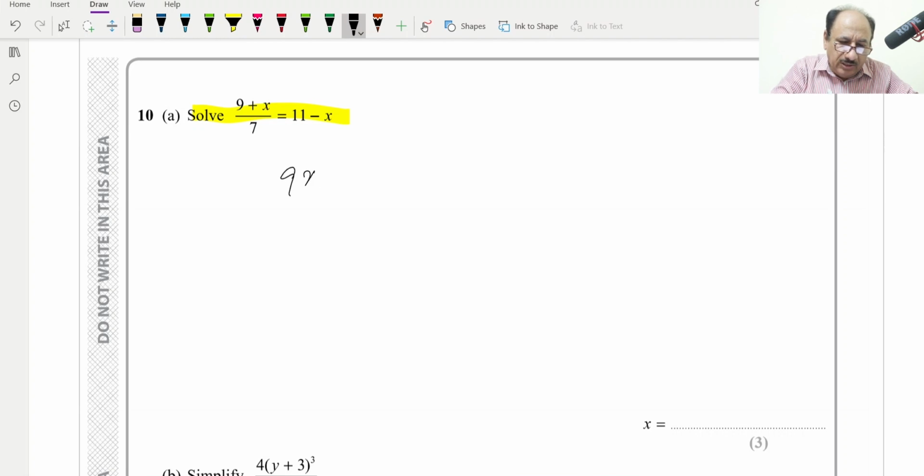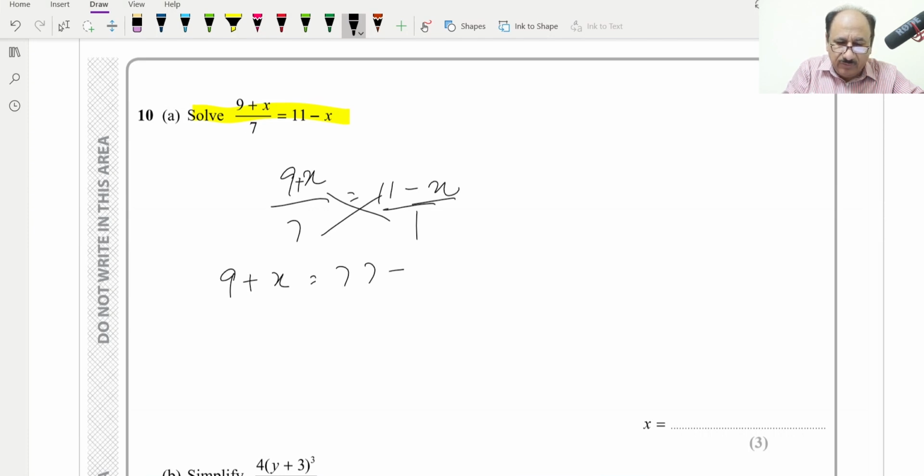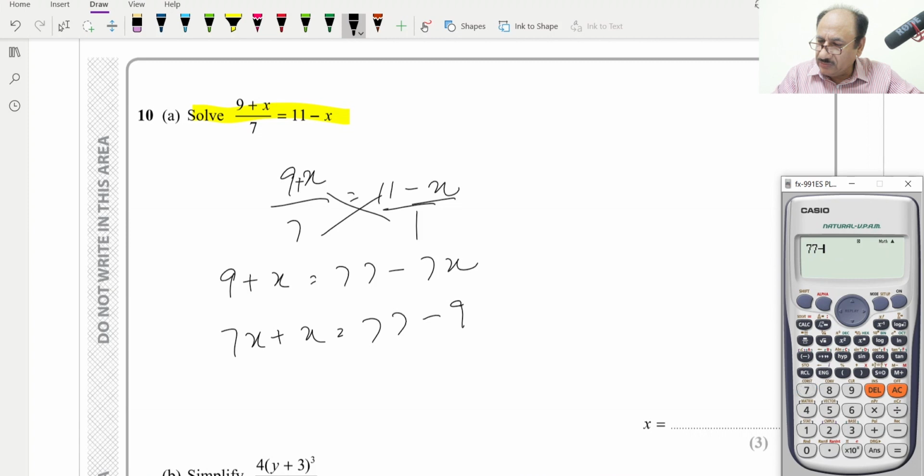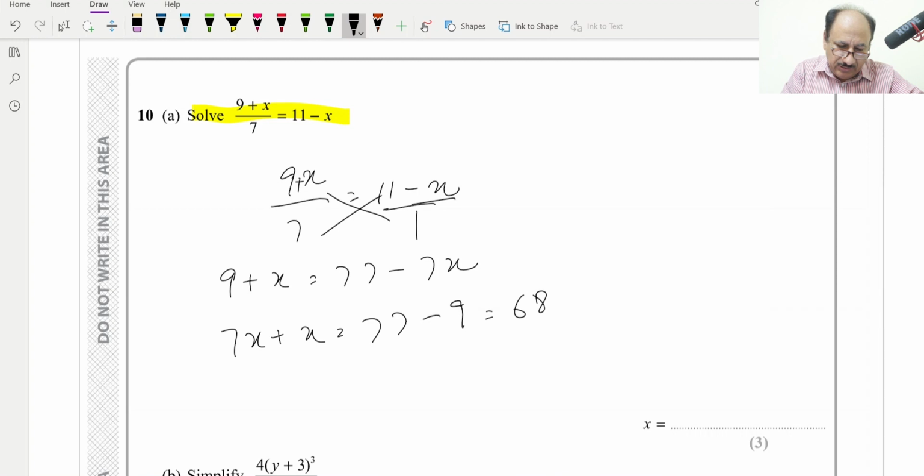We will rewrite (9 plus x) over 7 is equal to 11 minus x, and we can cross multiply. We can say this one over 1. So 9 plus x is equal to 77 minus 7x, and 7x we can shift to this side. So 7x plus x is equal to 77 minus 9, and 77 minus 9 is equal to 68.